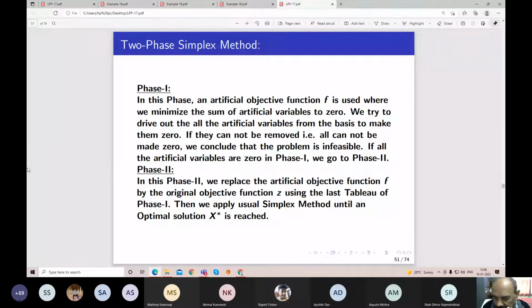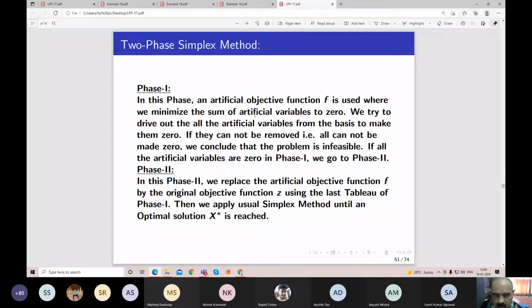Already earlier also I have said, again after some changes I will give you some problem. So what is called phase 1? In this phase 1, an artificial objective function, you may name this objective function as small f, is used where we want to minimize the sum of the artificial variables.